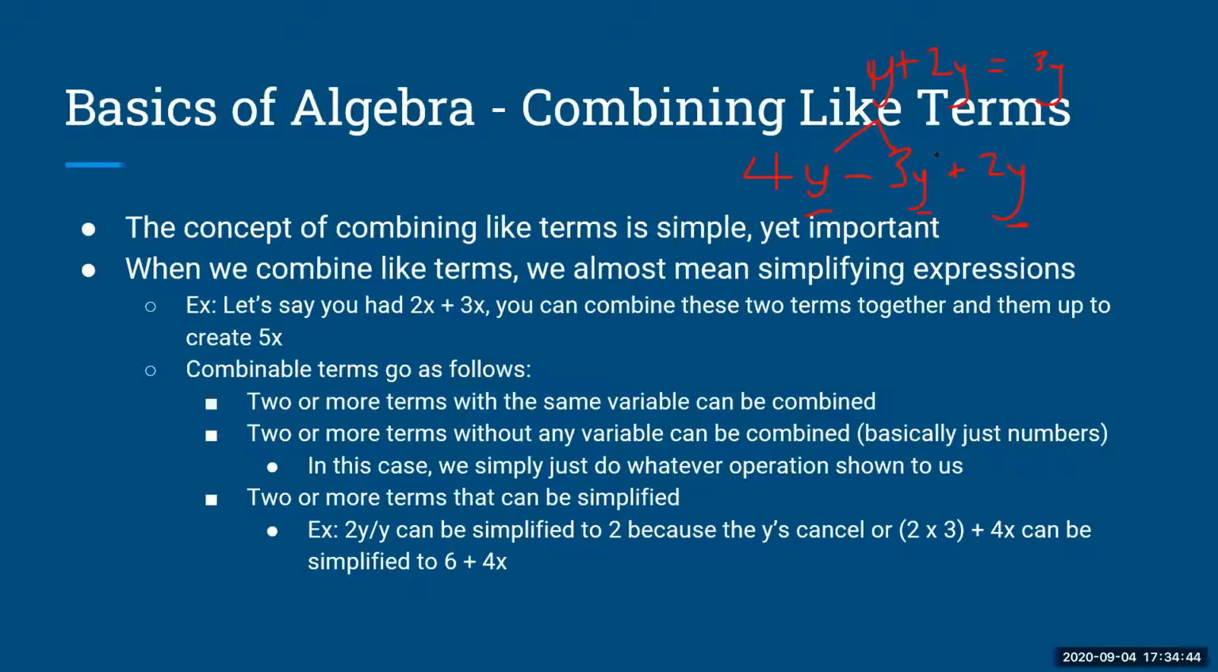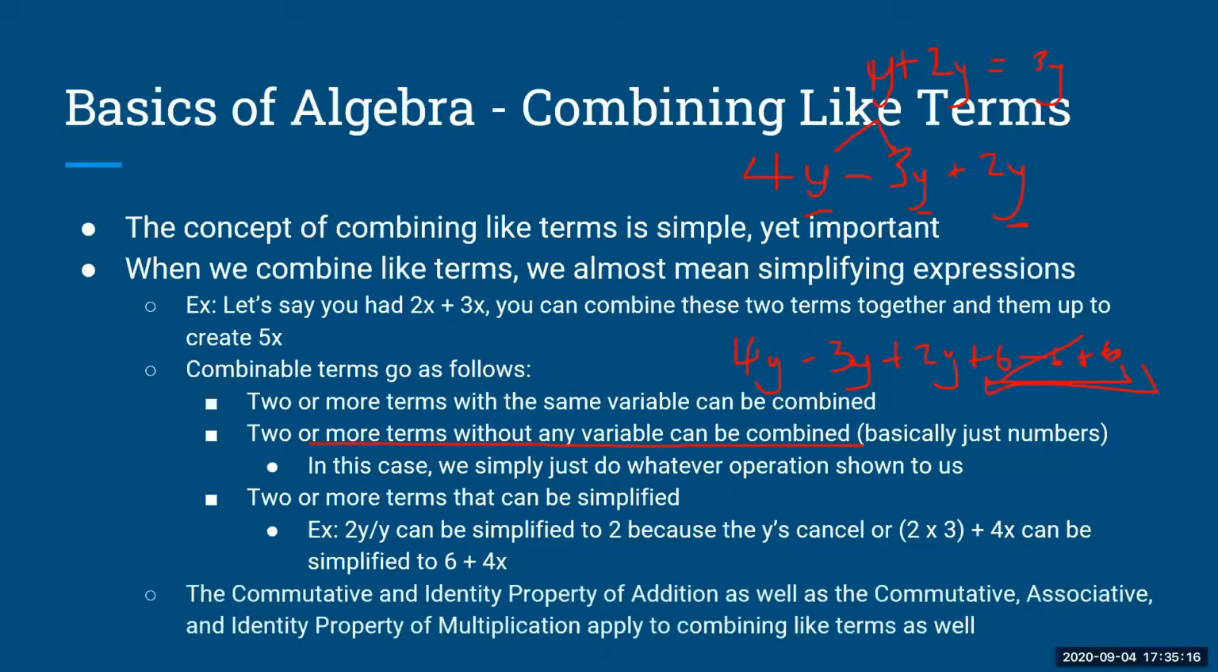Does that make more sense? So if you have 4y minus 3y plus 2y plus 6 minus 6 plus 6, these two just cancel and you combine like terms like that. Because this is the second part. Two or more terms without any variable can be combined. You just combine the like terms right here. Okay. And we'll do a couple examples. Once you practice this, you should be able to get this down very fast. And then the commutative property and stuff like that, and identity property, you don't have to know that.